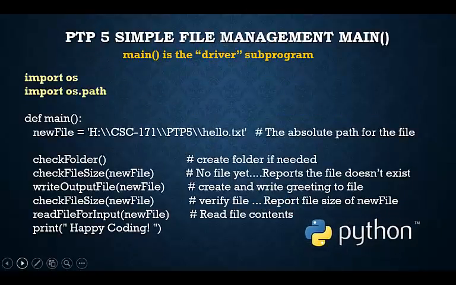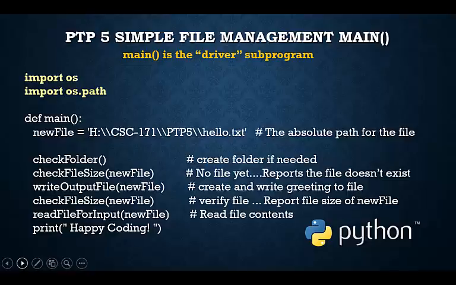We will be using two library modules, OS and os.path, so we need to import them first before we start any code instructions. This program will create a text file named Hello Text. It is to be created and stored on a thumb drive that has been mounted to the H drive of the computer inside a subfolder named PTP5 that is inside folder CSC-171. Currently, neither the PTP5 folder nor the Hello Text file exist.